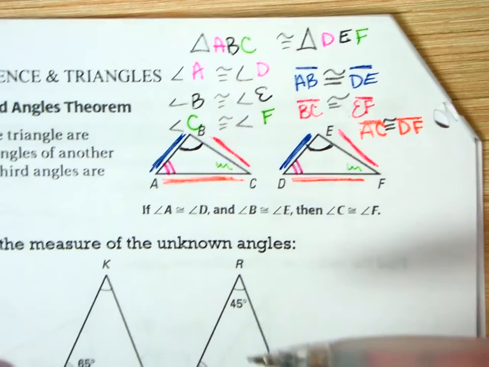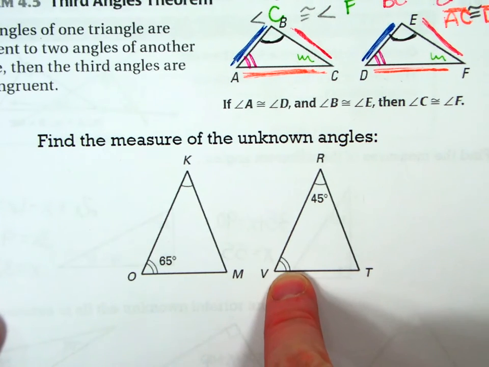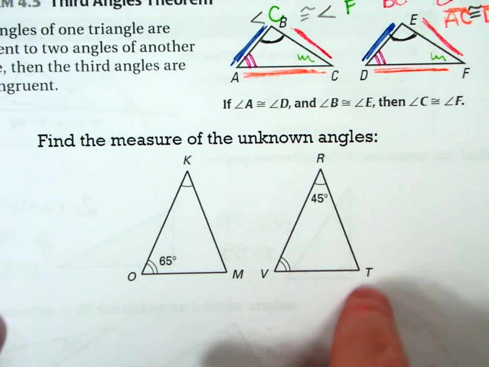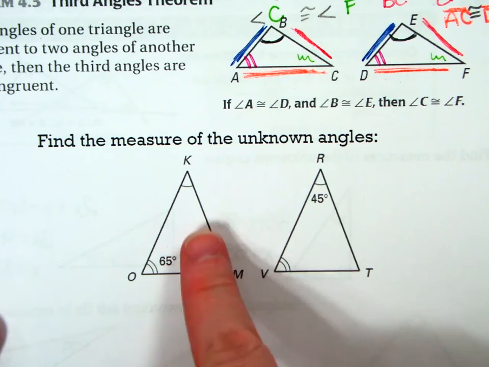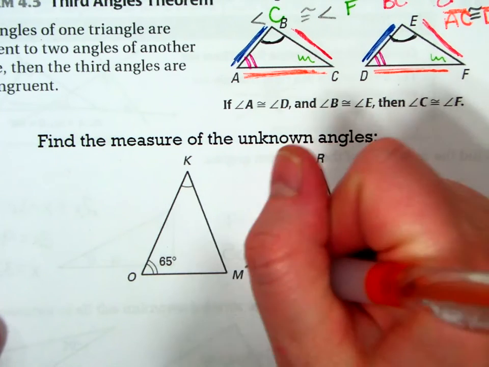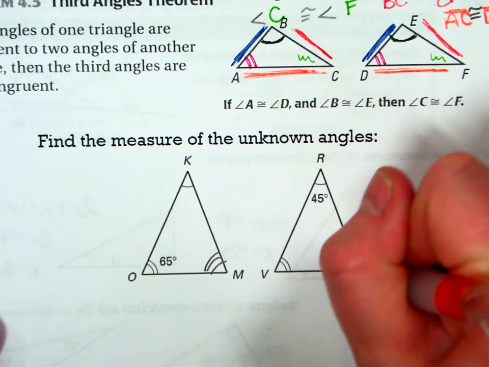Now, find the measures of the unknown angles. We know that this angle is congruent to this angle. This angle is congruent to this angle, so M and T must be congruent because 2 of the 3 are congruent to each other across the triangles. So angle M and angle T must be congruent. So I'm going to add 3 marks in here.